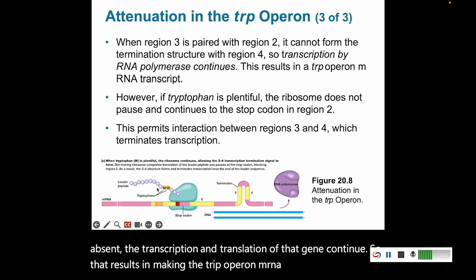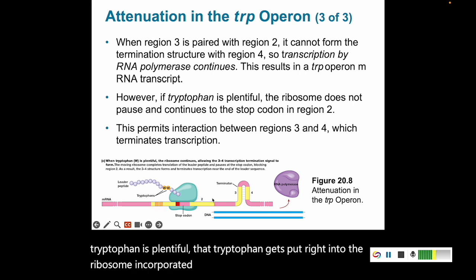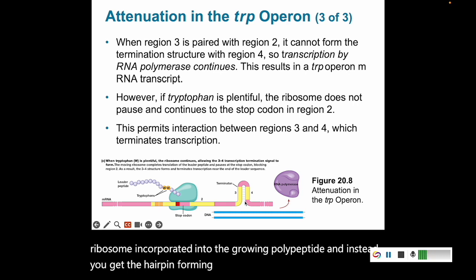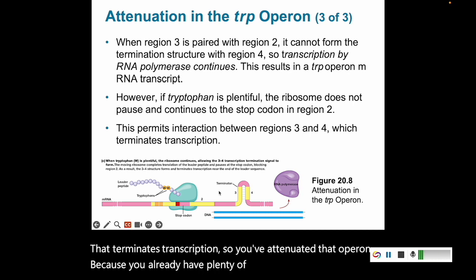But if tryptophan is plentiful, that tryptophan gets put right into the ribosome, incorporated into the growing polypeptide, and instead you get the hairpin forming with regions 3 and 4. That terminates transcription. So you've attenuated that operon because you already have plenty of tryptophan available.